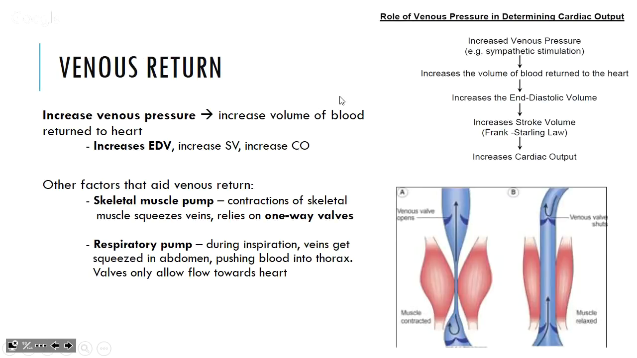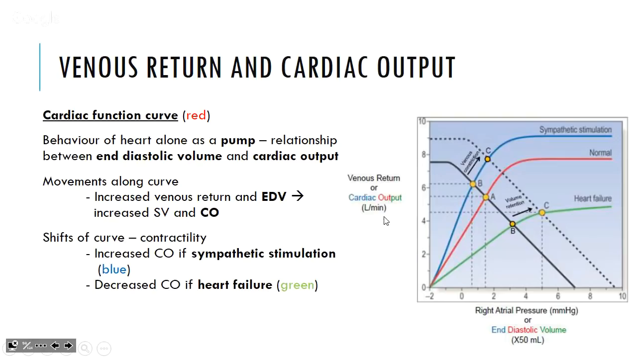So venous return, we already talked about it. Other factors that help in venous return are the skeletal muscle pumps, like the muscles in your calves, which help push the blood back up into your heart, and the respiratory pump. Whenever you breathe in and out, it also pushes blood back into your heart.